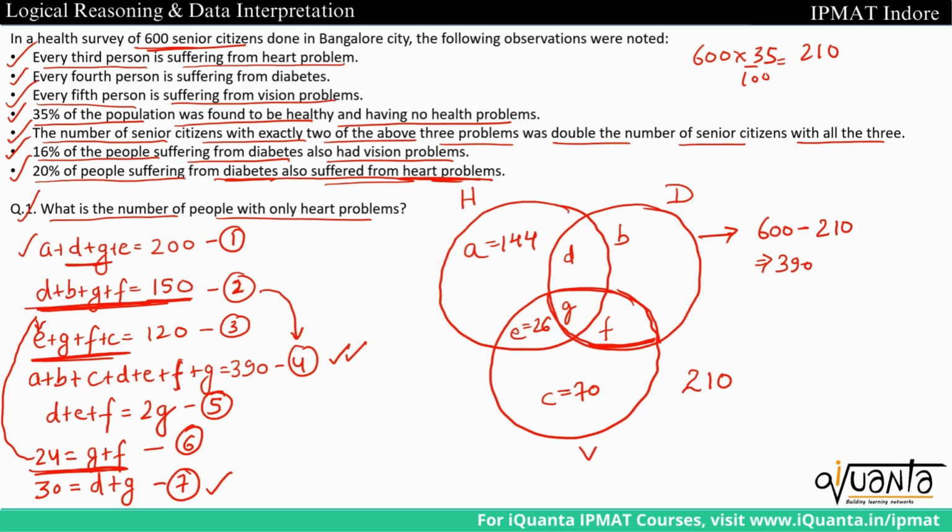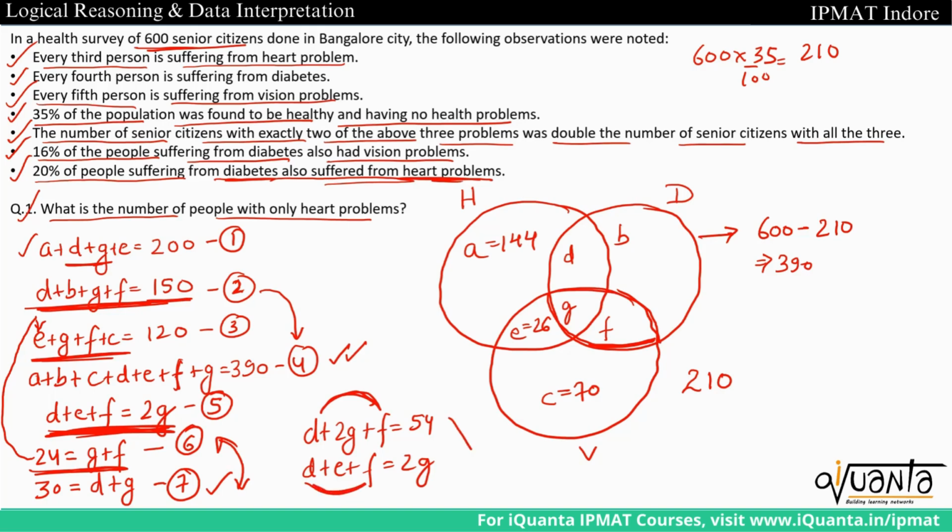Then just after that, if I add equation 6 and 7, I'll be getting D plus 2G plus F equal to 54. And then we have another equation in D, E, F and G, which is equal to 5th equation. So let me write D plus E plus F equal to 2G. So we can equate the value of D plus F in both the equations. From first one, D plus F will be equal to 54 minus 2G, and from the second equation, D plus F will be equal to 2G minus E.